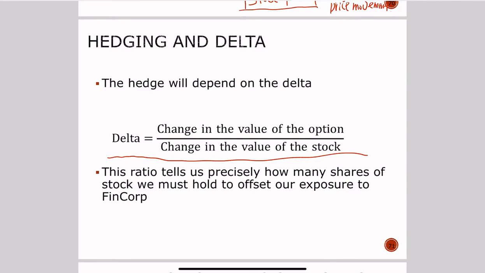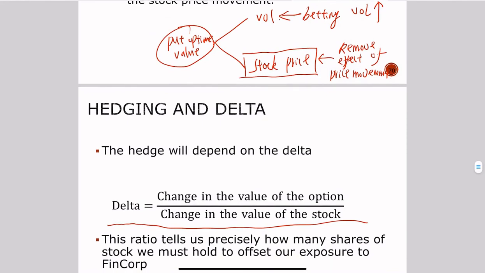I mean, this idea is pretty simple because basically we know that if stock price increases, then the put option price will decrease. So to solve this problem, I'm gonna take a long position in the FinCorp shares. So if share price increases, then I will get some gain from my equity position. And then this equity position will help offset my loss in my option position. Right? So that's the thinking of hedging.